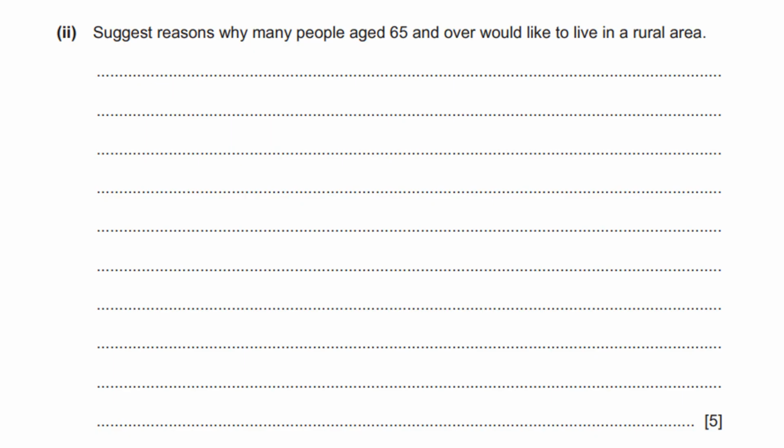Suggest reasons why many people age 65 and over, so they are quite old, would like to live in rural areas. So at that age, they are now old and dependent. So you find out that most of them are now retired, and so they prefer to live in a quiet place that is less polluted, that has a lot of green spaces. So that's just the answer. That's it. Why will people move from urban to rural area? That is what it means.